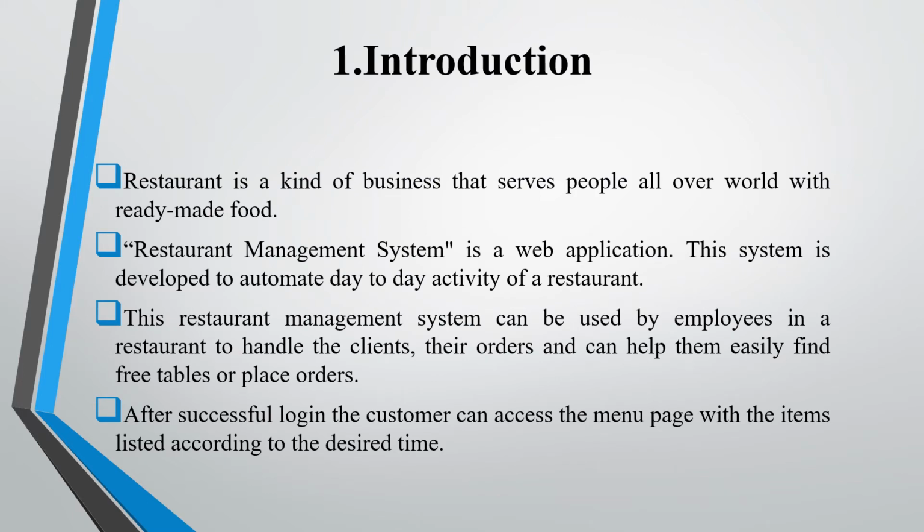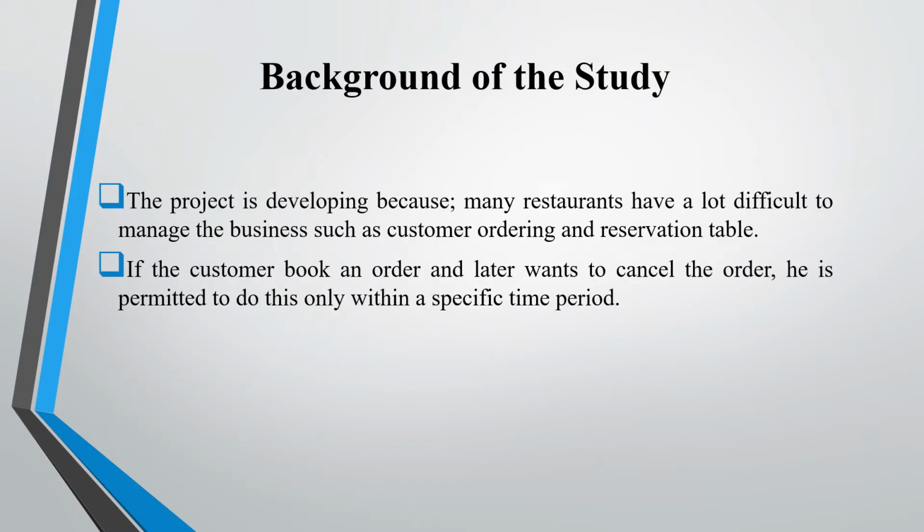Coming to the introduction, it is a web application. It is basically developed to automate the day-to-day activity of a restaurant. It is a kind of business that serves people all over the world with ready-made food. So this system is developed to provide service facility to the restaurant and also the customer. In this, the menu is organized by categories. The main objective of building this system is to provide ordering and reservation service online to the customer. This way, it will become easier and more systematic to replace the traditional system.